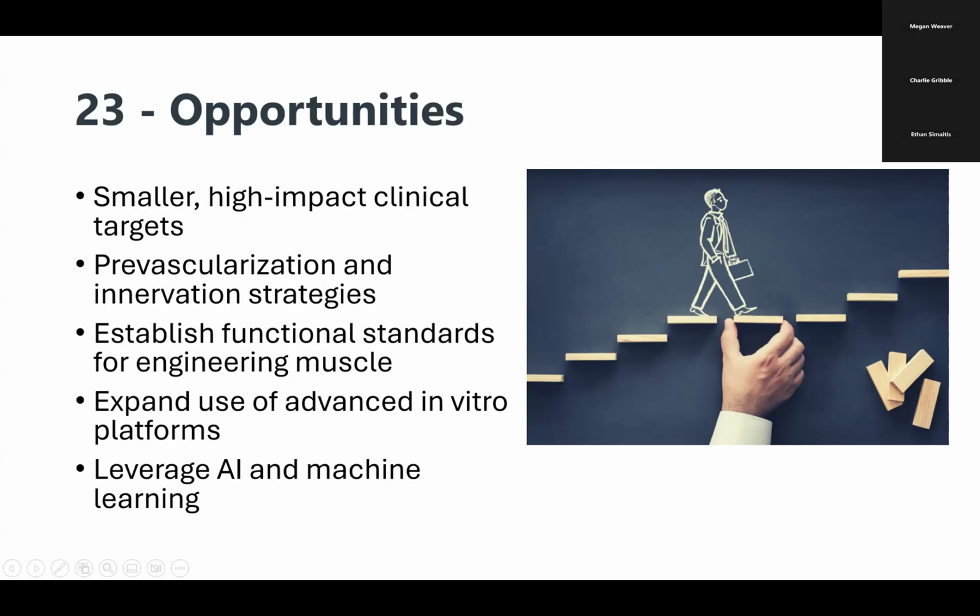And lastly, being able to leverage AI and machine learning for design optimization is a large opportunity for this field. AI could help optimize scaffold architecture, stimulation protocols, and even predict construct behavior over time. These tools won't replace the biology, but they'll help us design smarter and faster with fewer dead ends. Which is much needed in the field.